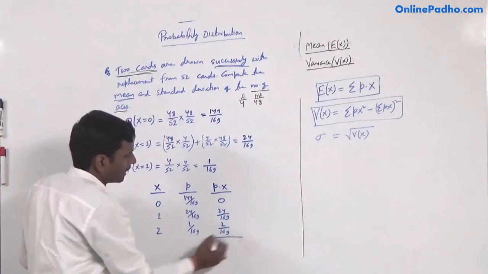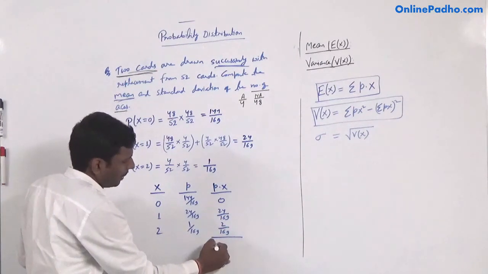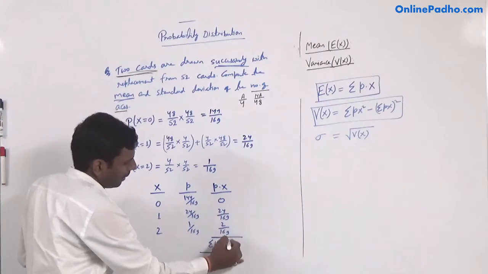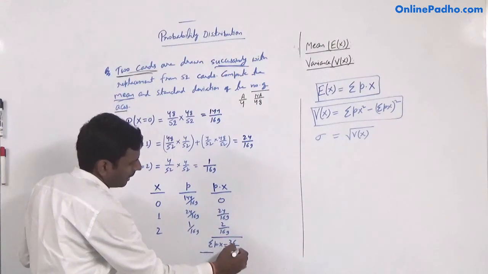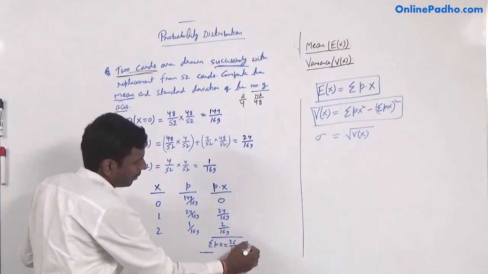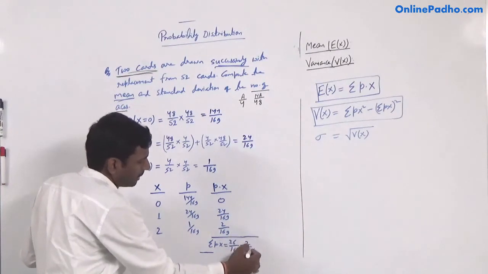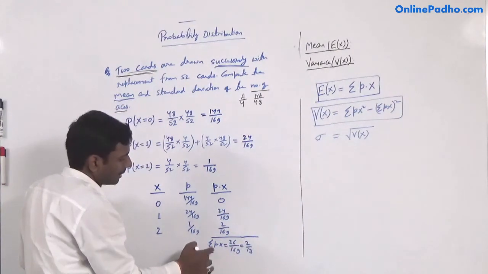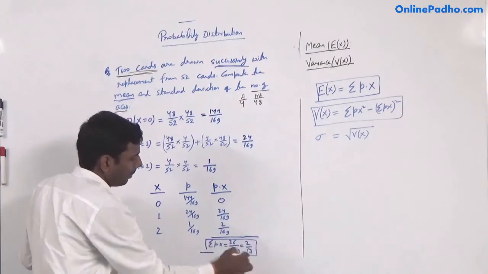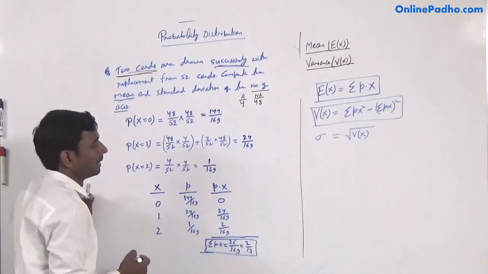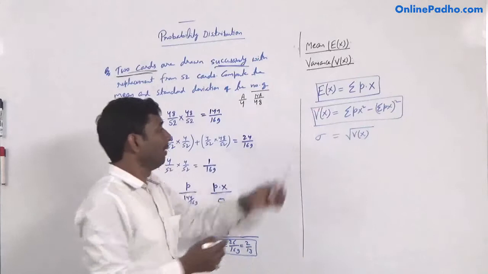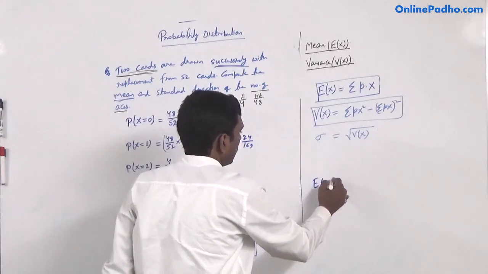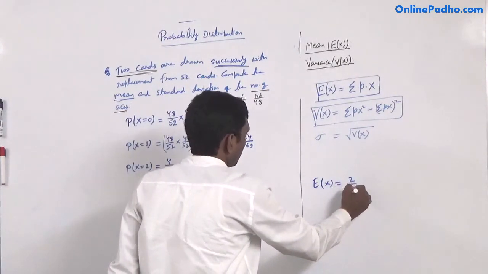We have to add this one. This is called summation px. This will be 26 by 169, that is 2 by 13. This is the probability. This is called mean. Summation px is also called the mean. This is called expectation, right? So the mean, the expectation of this question, summation px, will be 2 by 13.